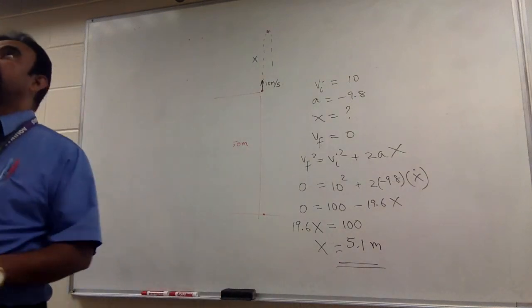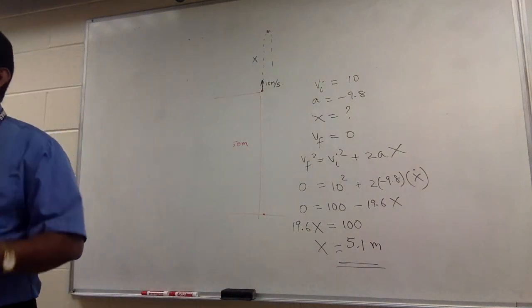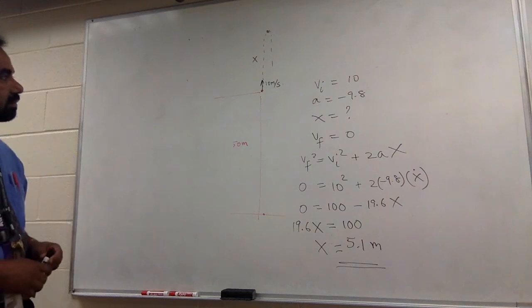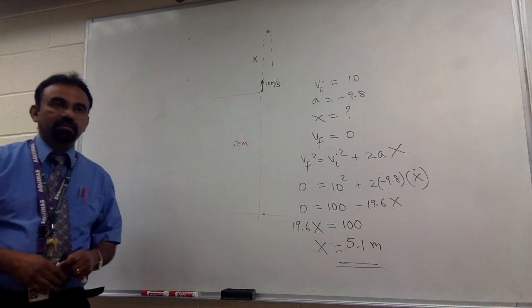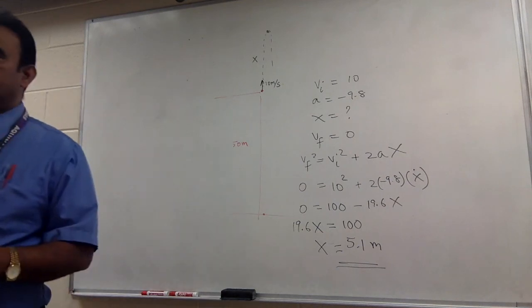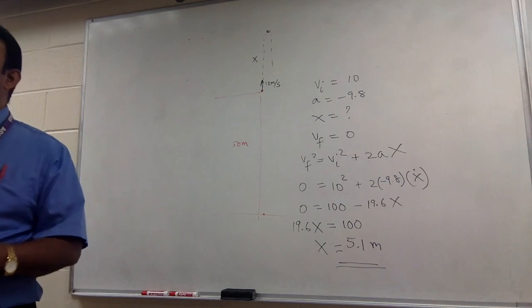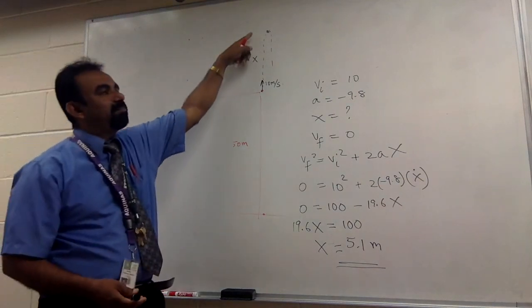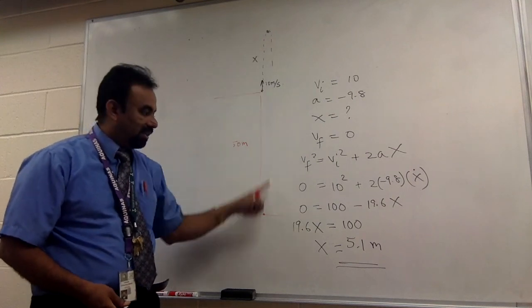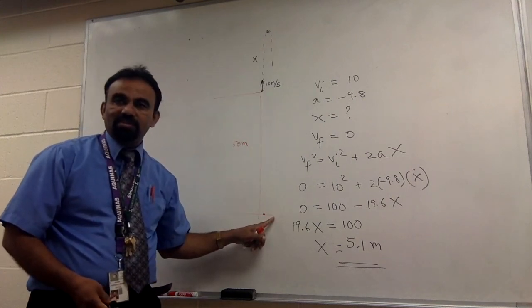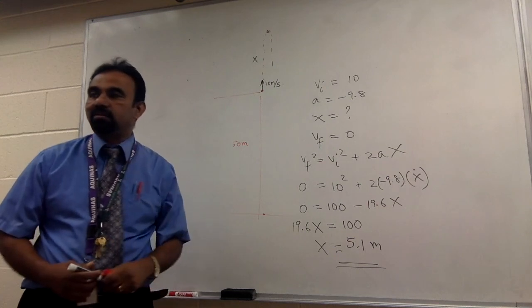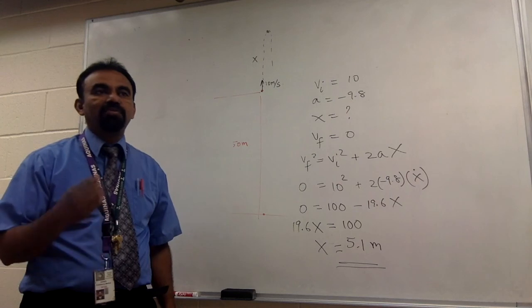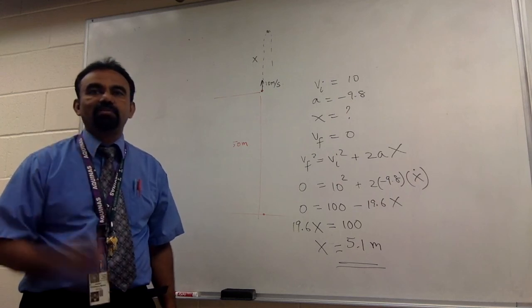So if I threw something like that, it goes up to 5.1 meters before it turns around. Do you get it? So if I threw that stone from the top of the building, what's happening to the stone? It's going up, then coming back and hitting here. What distance did the stone travel? If that is the question, what do you do? Tell me how far the stone traveled.